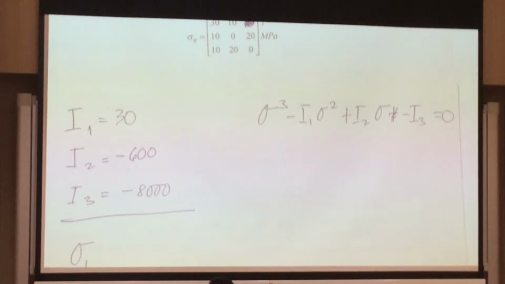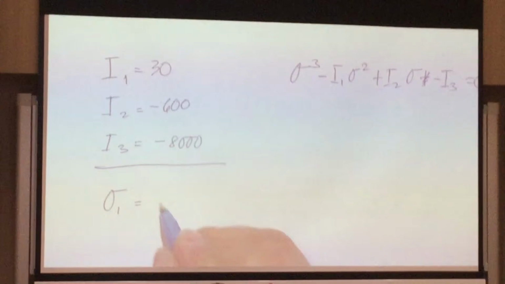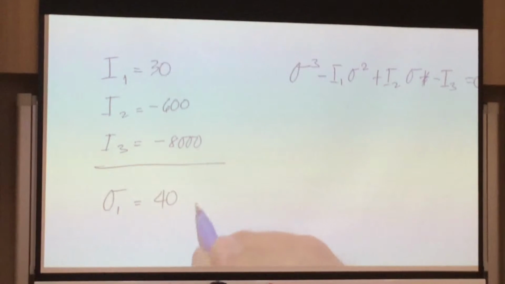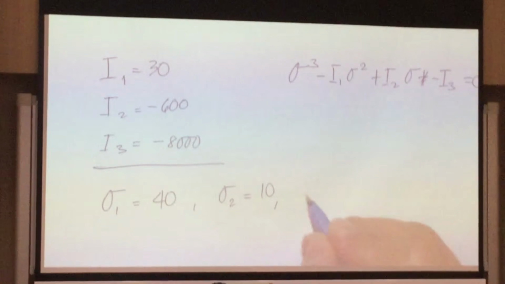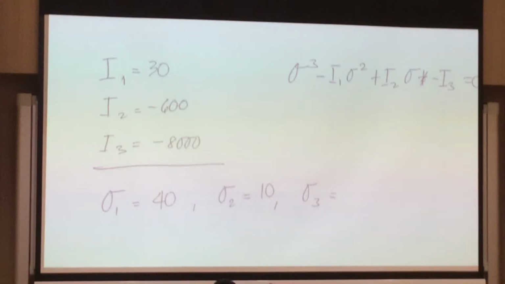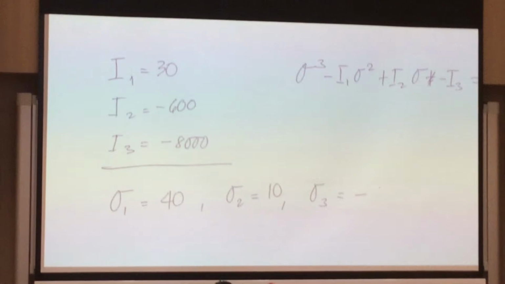So you have now sigma 1. So what's sigma 1? So that's 40. Sigma 2, 10. Anybody from the back? And then your sigma 3, negative... I have this one to be negative 20. Is that okay? So we got negative 20.